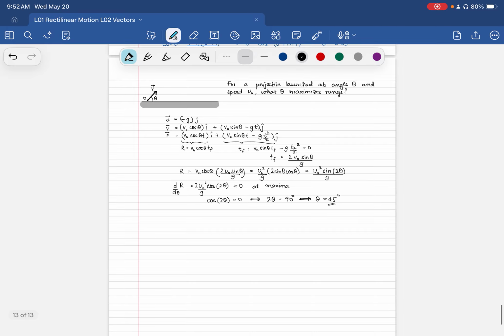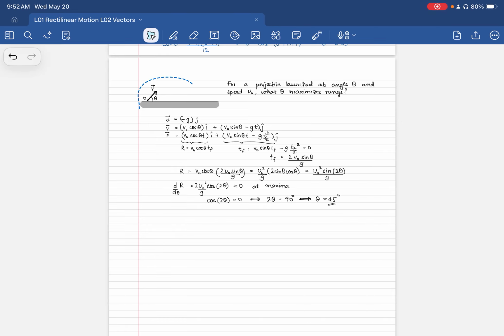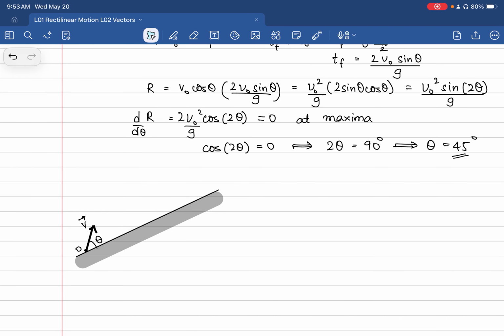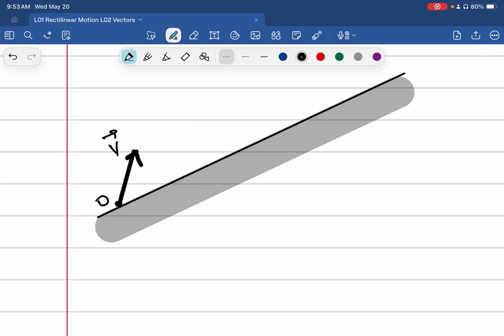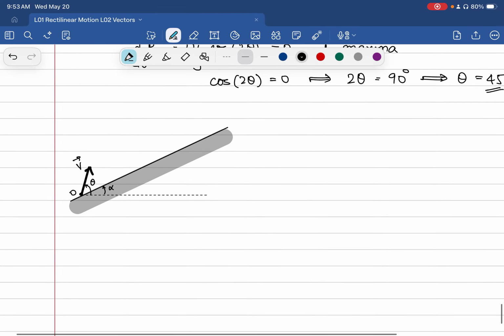Let's now change the orientation of this question. I'm going to make it that we are now on a slope. The way that I'm going to define this is that theta is still with respect to the horizontal. Let me draw it here. So theta is with respect to the horizontal, and alpha is the slope of the plane on which you're throwing this.